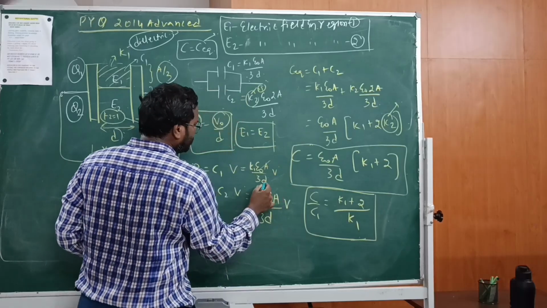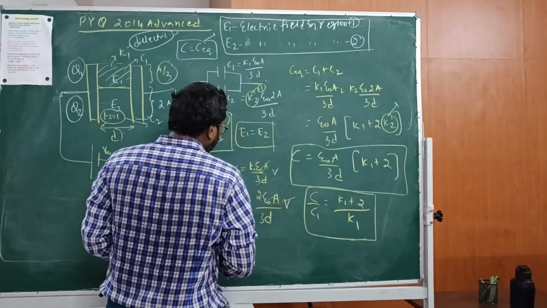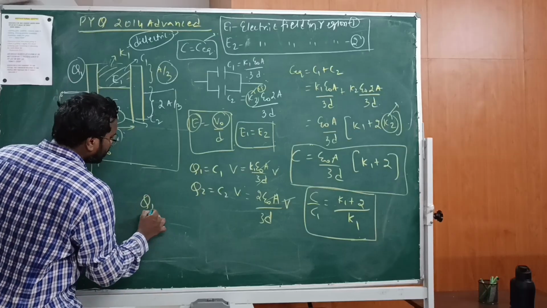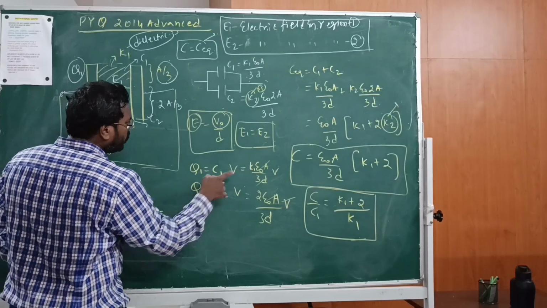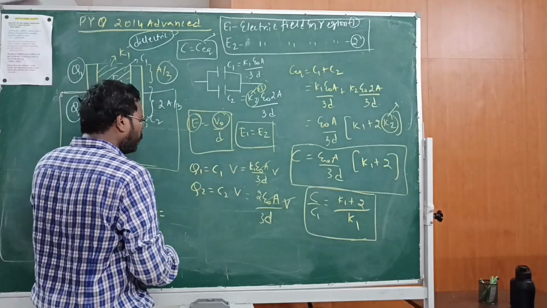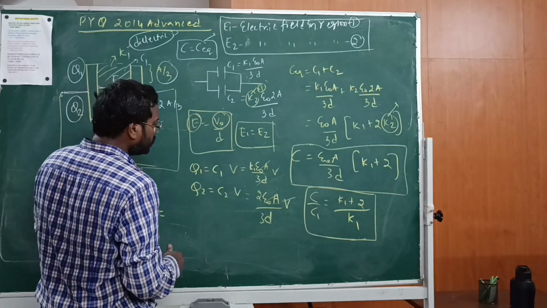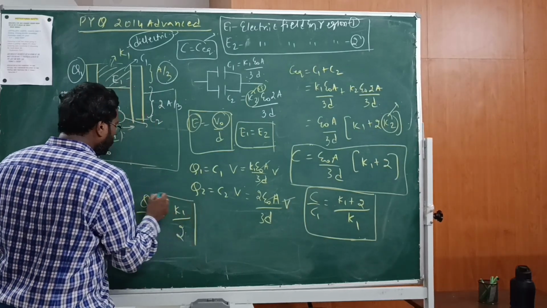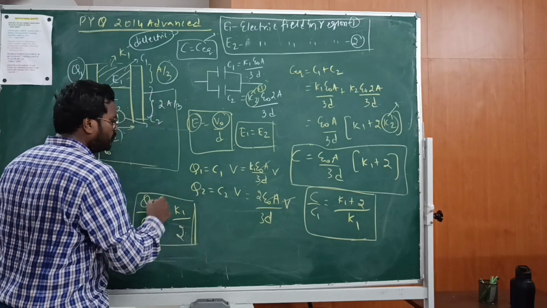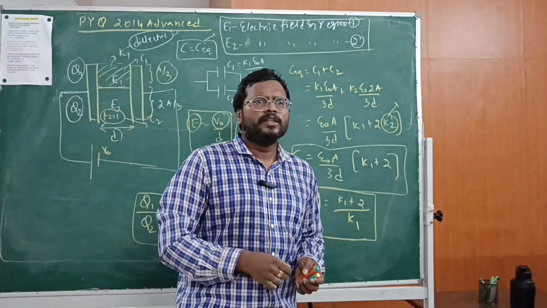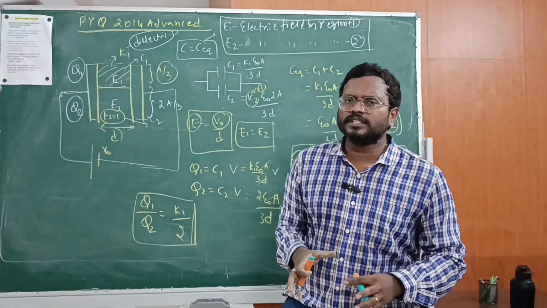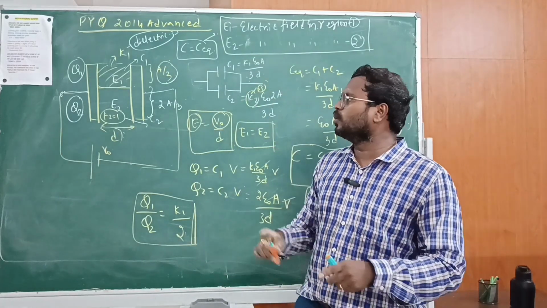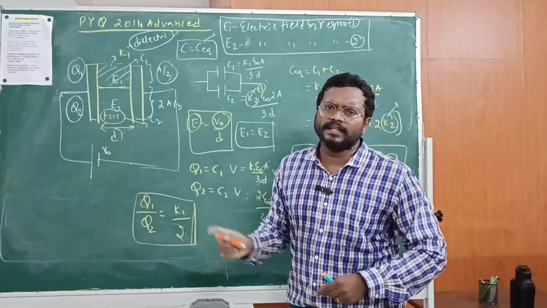What is going to be the ratio? Epsilon naught A by 3D, V get cancelled. So what is going to be the ratio of Q1 by Q2 that we get here? Ratio of Q1 by Q2 is going to be K1 by 2. K1 by 2 will be the ratio of these two. Clear with this idea? So this is a very simple question. Again, this was asked in JEE Advanced, but this is simple only if you know the concept behind this.